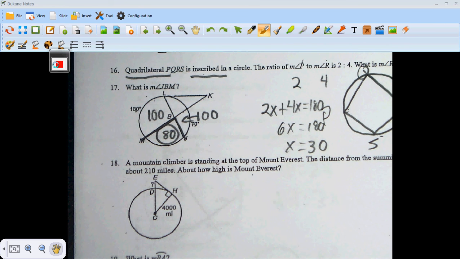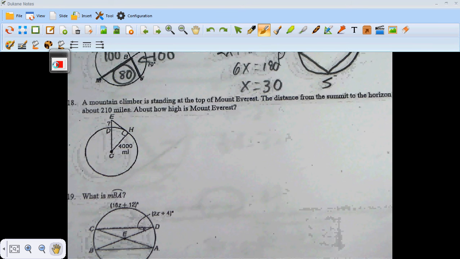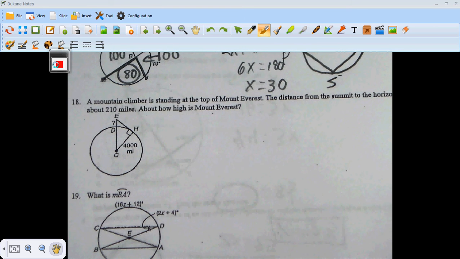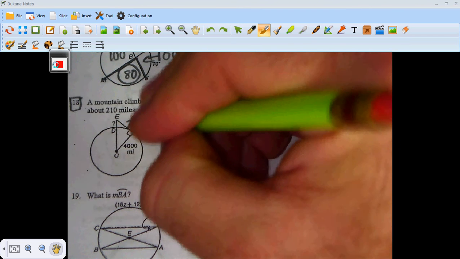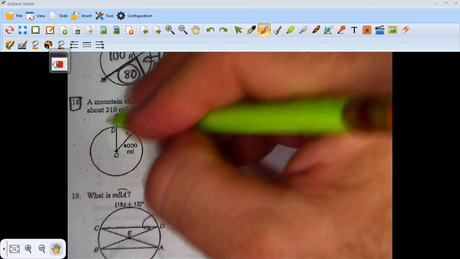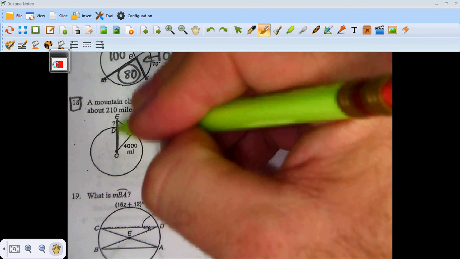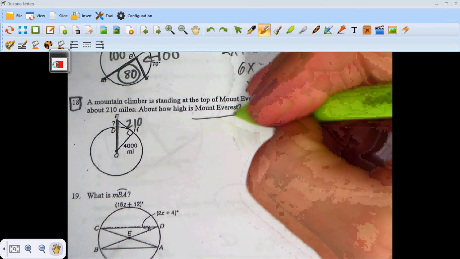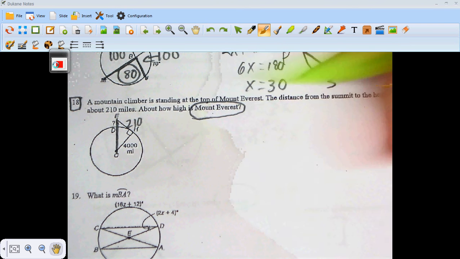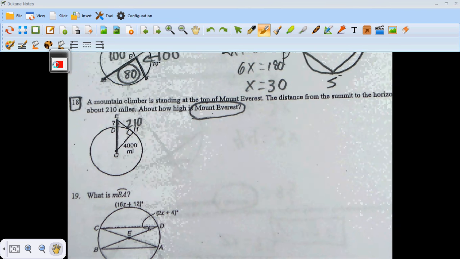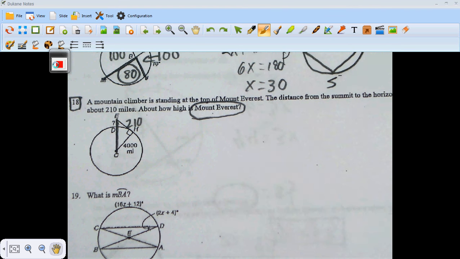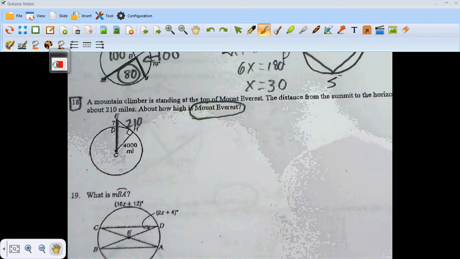Number 18. All right? I'm going to have you work this one out at home. 18 is just like our Denali question at 9, except this side is 210. I'm looking for all of this side, but the only thing they're asking is, how tall is Mount Everest? So you've got to be able to do some figuring there. So be careful of that. I've set it up for you. You've got to do the rest.